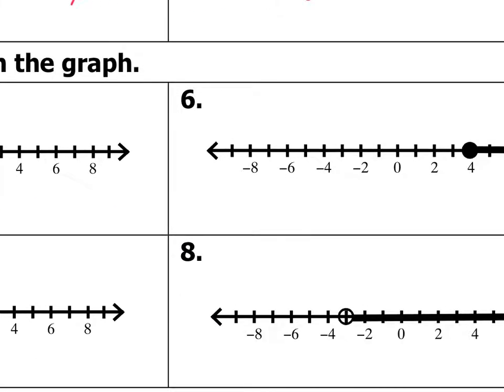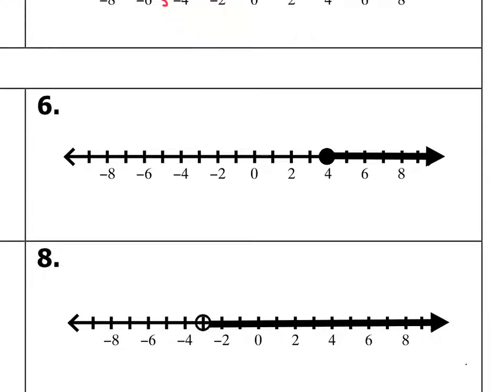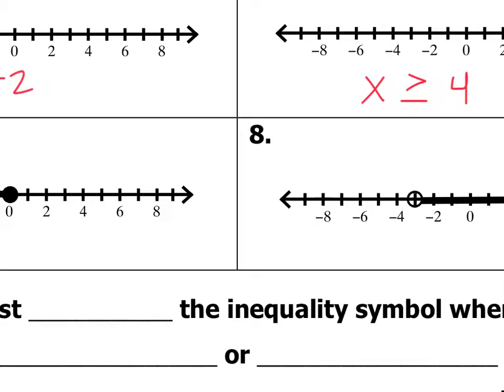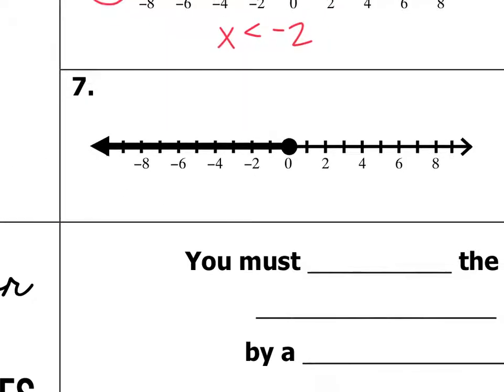Okay, let's do number 6. I'm going to start with X. Look at the shaded circle, which is greater than. Do I need the bar underneath it? Yes, because it's a closed circle on 4. Okay, look at 7. Start with X. Look at the shaded arrow, that's less than. Do I need the bar underneath it? Yes, because it's a closed circle at 0.